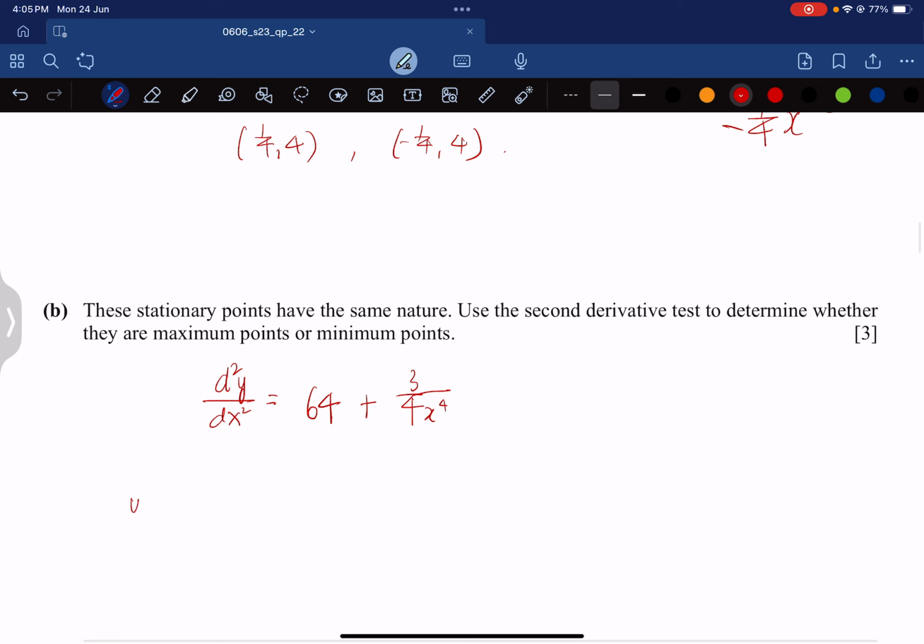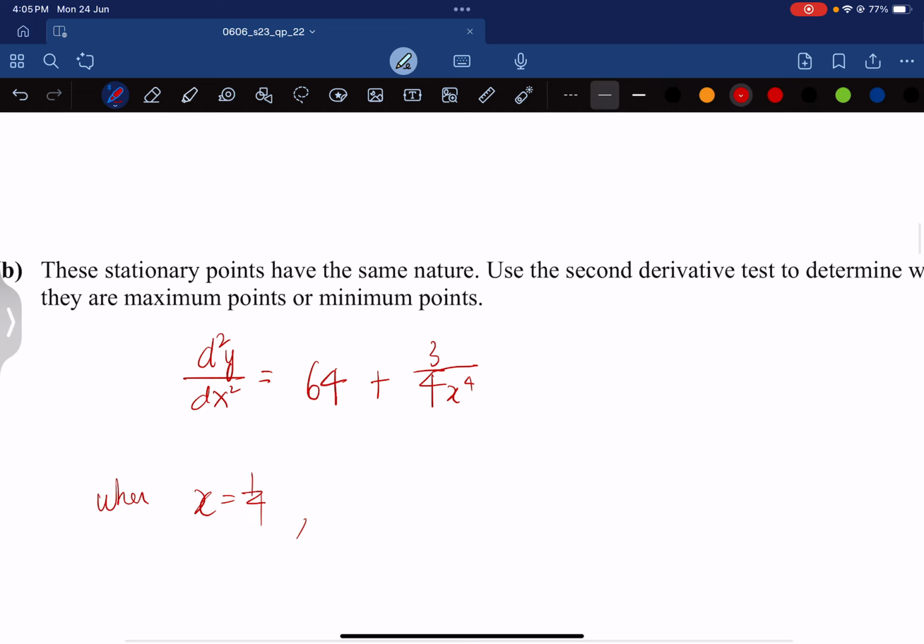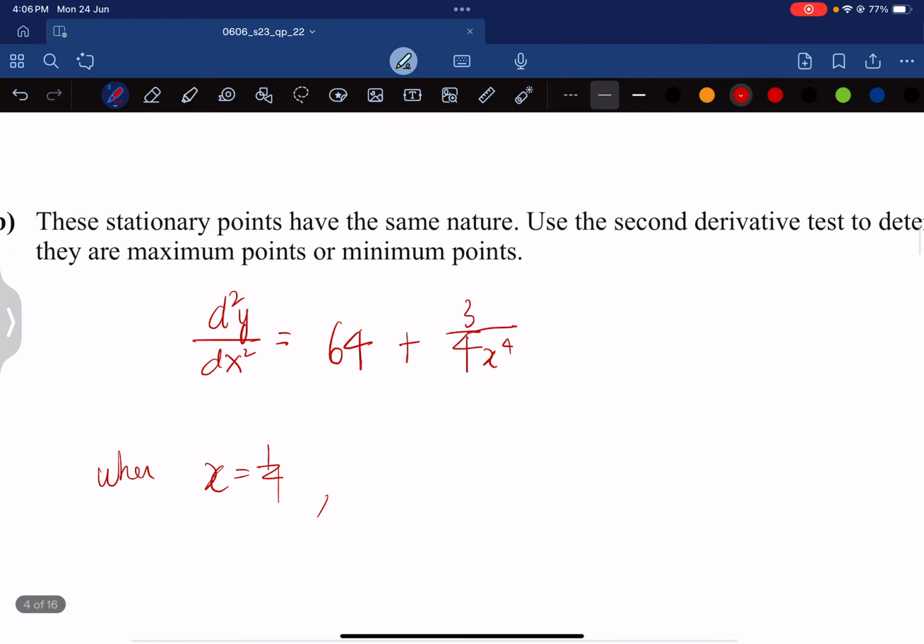So when x is 1/4, the second derivative just depends on x, so we just need to consider the x coordinates of every point. That's enough. If we move on to A level, sometimes you need to do some implicit differentiation for some equation given implicitly. At that time you might need both x and y coordinates to find the corresponding values of the first and second derivative. But in IGCSE it just depends on x.